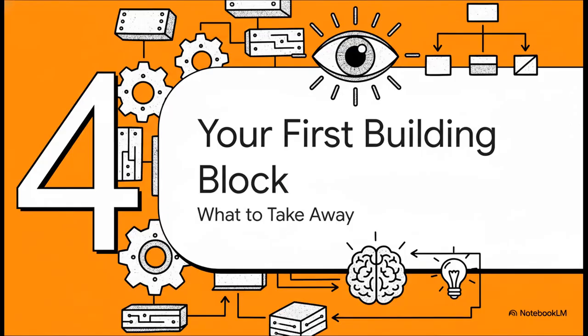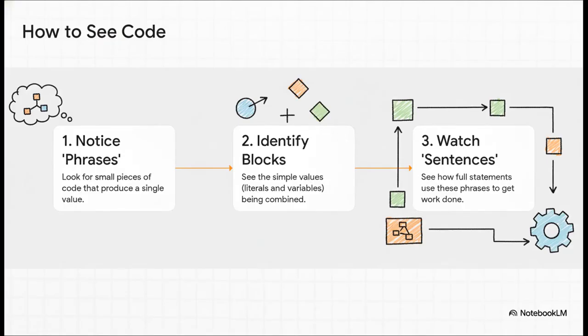So what's the big takeaway from all this? Honestly, it's not about memorizing a bunch of definitions. Not at all. It's really about learning a new way to see code. And here's a really simple, practical way you can start doing that. First, when you look at code, just try to notice the phrases. Look for those little combinations that you know are going to boil down to one single thing. Step 2, try to identify the simple blocks they're made of. Ask yourself, is that a raw value? Is it a variable? What's the operator connecting them? And then finally, step 3, just watch how the full sentences, the statements, take those phrases and put them to work to get something done.